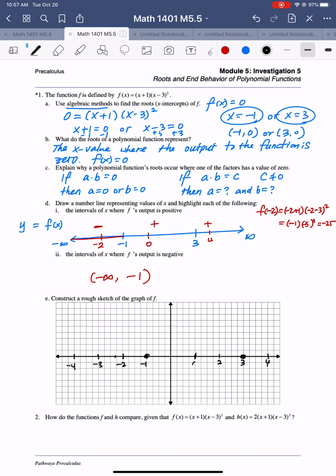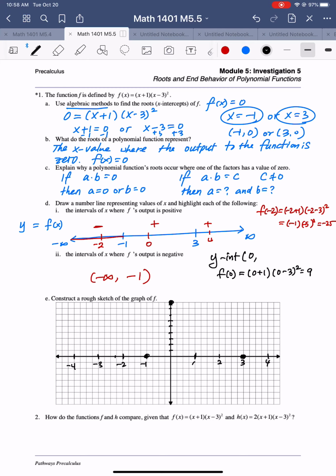And then also, I want to find the y-intercept to do this. Y-intercept means x is always 0. So when you plug in 0, which is 0 plus 1, times 0 minus 3 squared, it is equal to 9. So if I label this as 1, 2, 3, 4, 5, 6, 7, 8, 9, this is the place. So we just need to connect it nicely, okay?